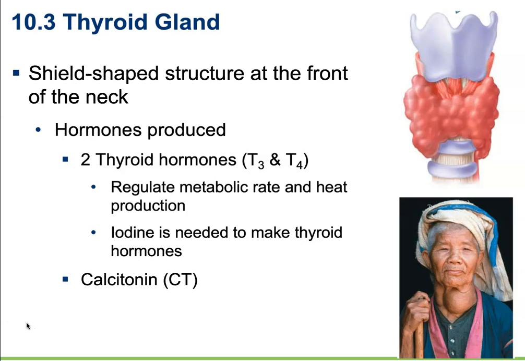Iodine is needed for the production of TH. So what would you suppose would happen to someone who was deficient in iodine? One of the things we're going to see is goiter, simple goiter. So that's going to be this right here. Goiter is going to be an enlarged thyroid gland.